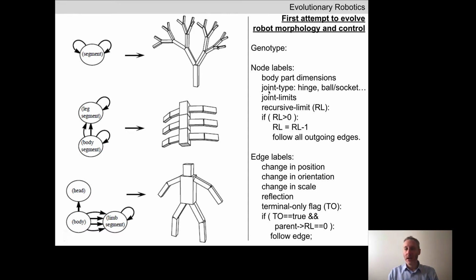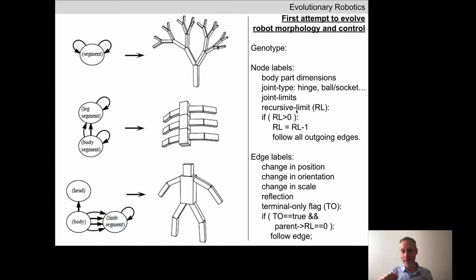That information can be what kind of joint it is. It's either a hinge joint, like you're using in your final project, or a ball and socket joint, which is like your shoulder. Various types of joints. The joint limit, so what's the range of rotation for that joint, and a final parameter here called recursive limit, which I'll describe in a moment.